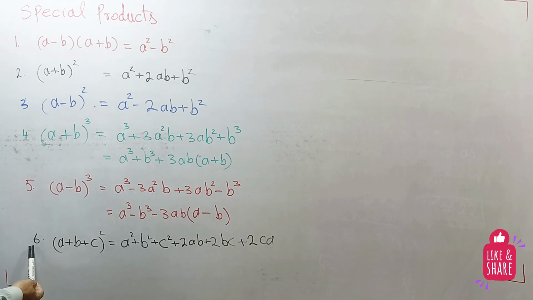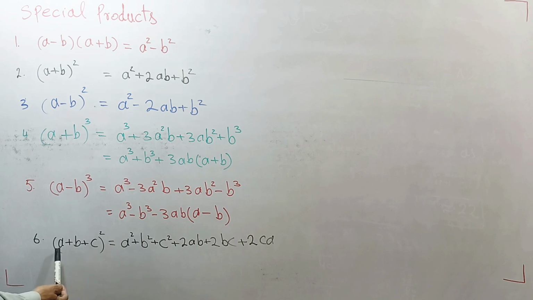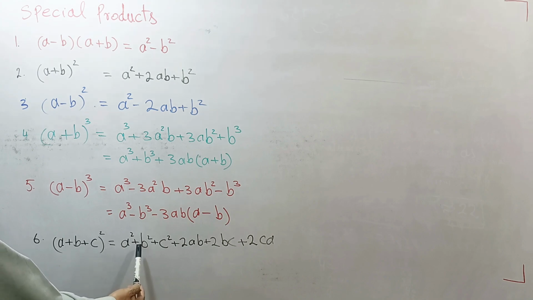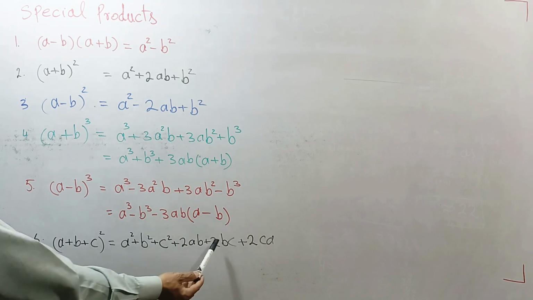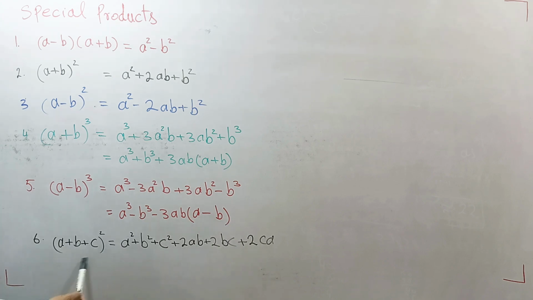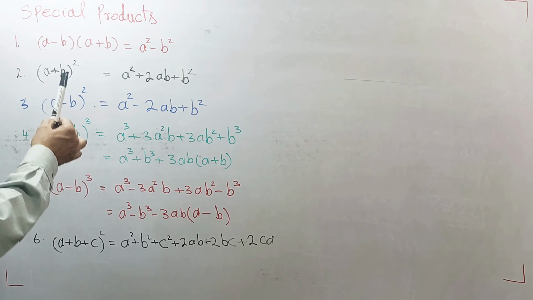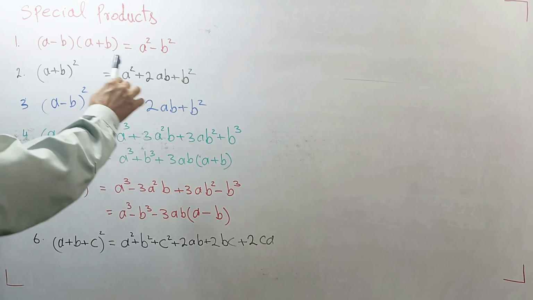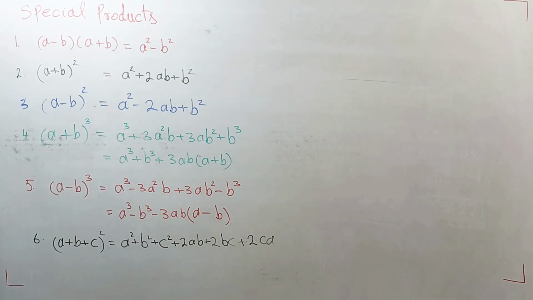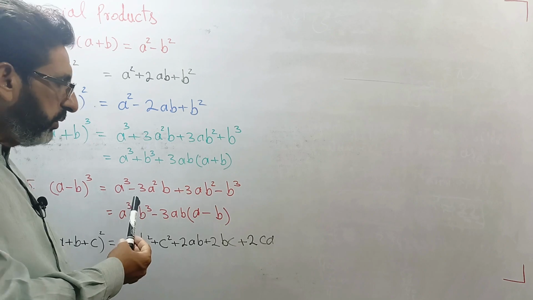And our formula number 6 is (a + b + c)². It is the sum of three terms a, b, c. When we expand it, we get a² + b² + c² + 2 times the product of the first two, ab, plus 2 times the product of the second two, bc, plus 2 times the product of the first and third, ca. These are very useful products, and now I will prove them one by one. You should memorize these formulae.